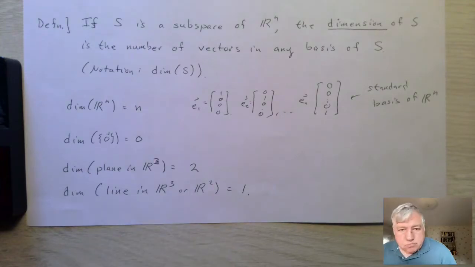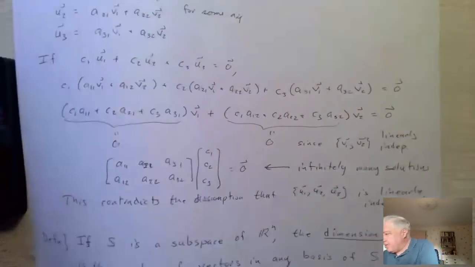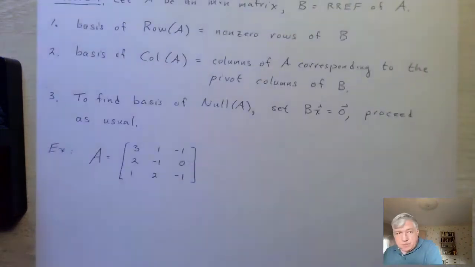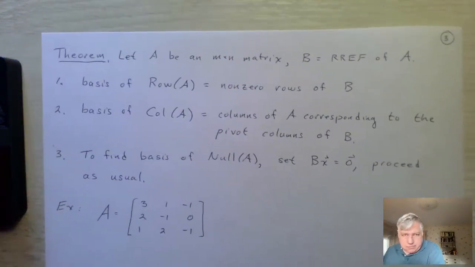Now, how can we find a basis of a given subspace without guessing? Well, if the subspace is a row space or a column space or a null space, it's actually not too hard. There's a nice standard way to do this, and that's what we talk about on the next page. I made this a theorem because it's really important. Your book actually lists it as something different than a theorem, but it's very important.